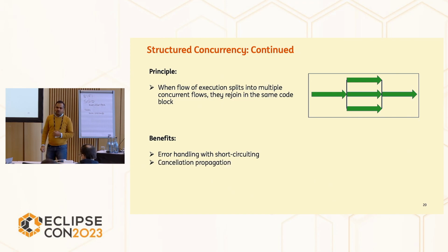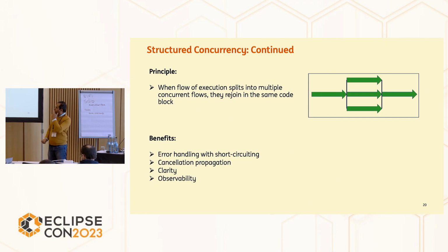Also, cancellation propagation. So what if your parent task gets canceled? You immediately cancel your child tasks as well, and that is cancellation propagation. So you basically propagate the cancellation from parent to the child tasks. Clarity. So this structure of tasks, when you implement it in structured concurrency, is evident in your code as well. So it brings in that clarity, which makes your code easier to read and easier to understand.